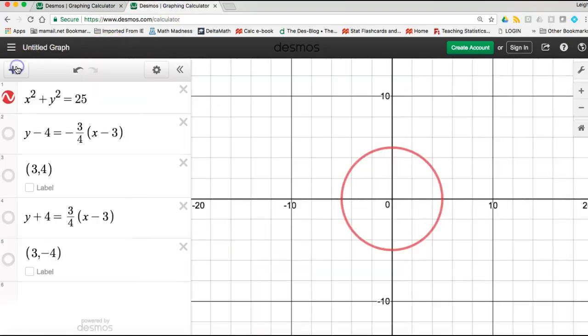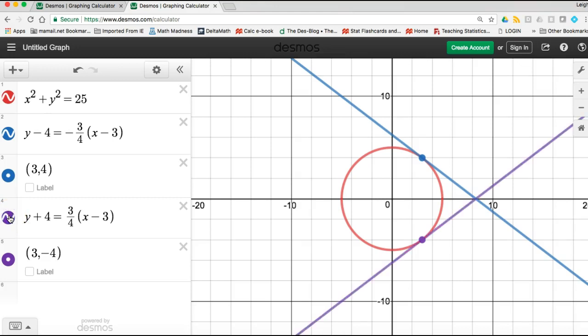So there's our circle, and you can see I have the point (3, 4), and here's the equation of its tangent line, and I have the point (3, -4), and here's the equation of the tangent line at that point as well. We'll be doing several more examples involving implicit differentiation over the next couple days, but hopefully you'll be able to do a few of these problems on your own for homework tonight.